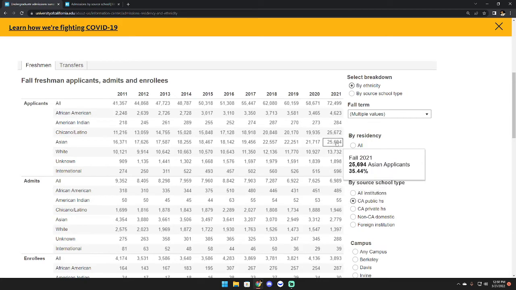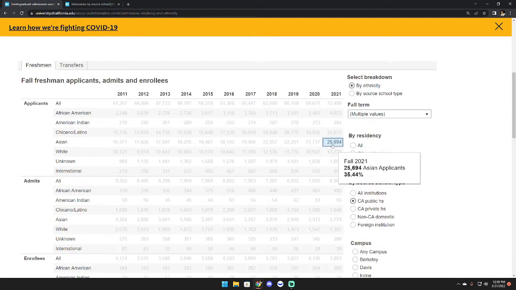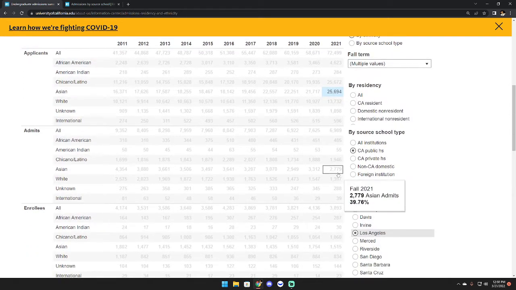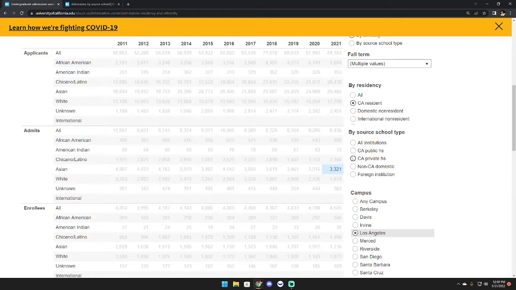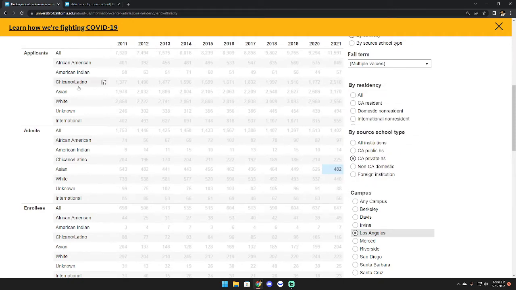And there were 25,000 applicants. I hope I'm reading that right, because if that's the case, that's pretty significant. Wow. How about in terms of, let's say, California private schools? So in terms of California private schools, there were about 3,000 Asians who applied last year, 2021, and about only 482 were able to get in.